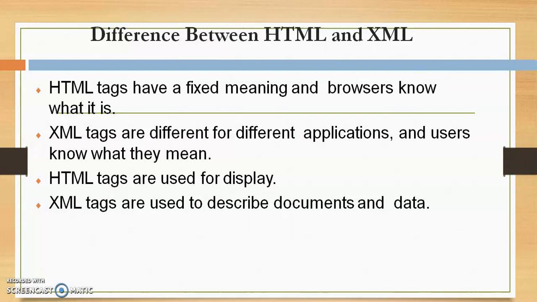So here are some of the differences. HTML tags have a fixed meaning and browsers know what it is, whereas XML tags are different for different applications and the user knows what they mean. HTML tags are used for displaying the content. XML tags are used to describe what data is presented and what the document is all about.